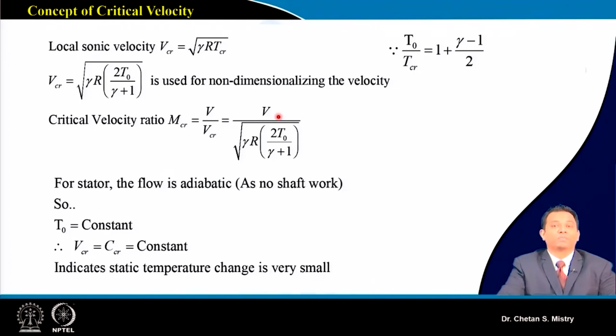Now suppose we take the case of our stator. For a stator, we know there is no shaft work. That means my T0 is constant. So if T0 is constant, my V critical, or C critical, is constant. It indicates that the static pressure change is very small for a stator. So we will have a small change of static pressure in my stator.